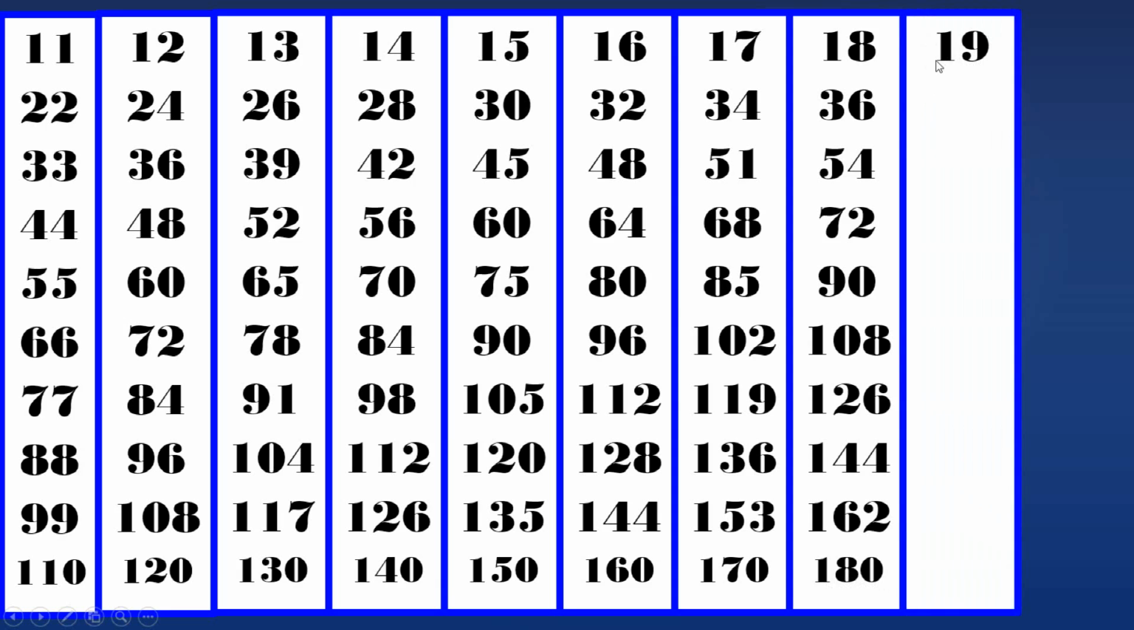19 times table. 19 times 1 is 19. 19 times 2s are 38. 19 times 3s are 57. 19 times 4s are 76. 19 times 5s are 95.